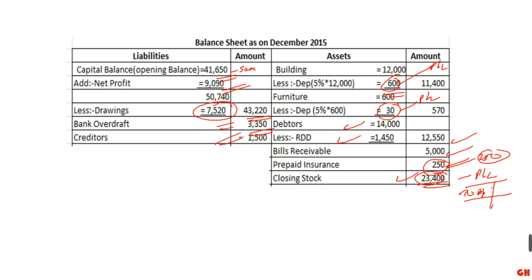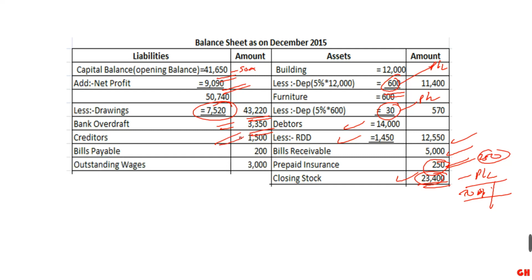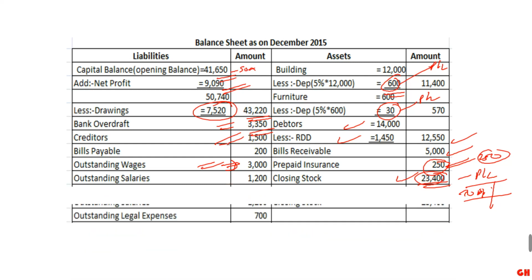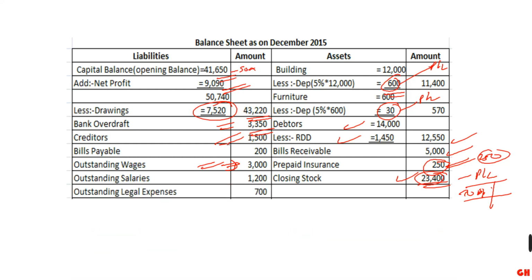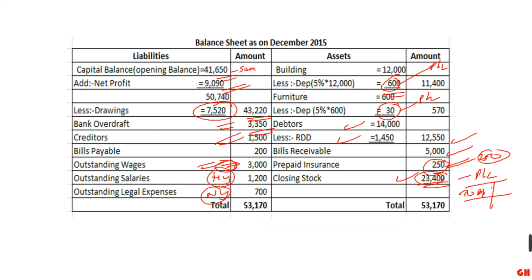Now creditors 1,500. These are the closing balance. Bills payable, closing balance. Outstanding wages, I already explained why we are showing that in liability. This has to be paid next year. Outstanding salary also has to be paid next year. Outstanding legal expenses have to be paid next year. These all are next year, that's why they come in the balance sheet. So now finally with this your balance sheet should be tallied. We will add both sides and the answer is 53,170, 53,170. So students, with this I have completed your problem.